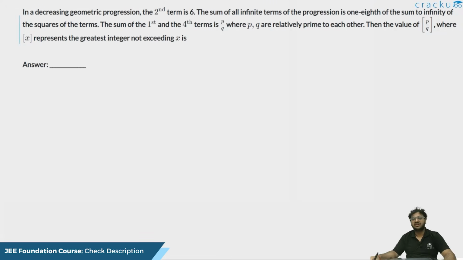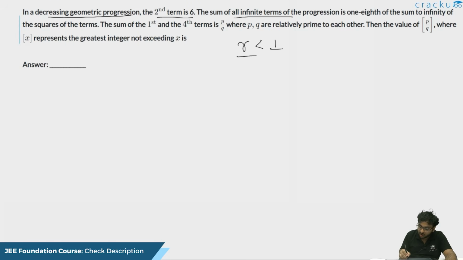Hi everyone. So let us look at this question. So the question says that in a decreasing geometric progression, the second term is 6. Okay. So it is decreasing. So R will be what? Less than 1. Okay. Where R is the common ratio. The sum of all infinite terms, and let the first term be A.